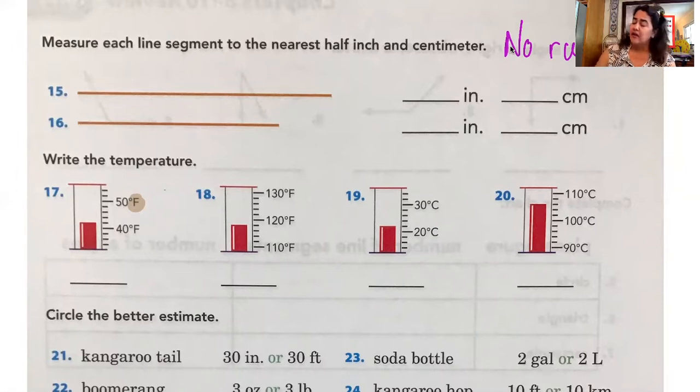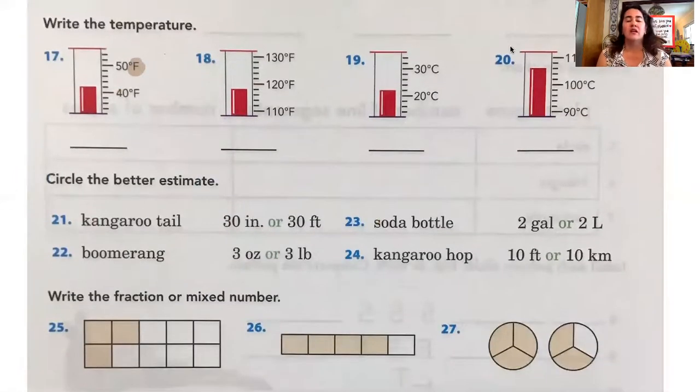All right. Now, for numbers 21 through 24, you have to circle the better estimate. Would a kangaroo's tail be 30 inches or 30 feet? Well, remember, friends, there are 12 inches in each foot, so 30 feet's a pretty long way. What do you think a kangaroo's tail would be better measured in? I think 30 inches. Okay, so that's how you're going to do those ones.